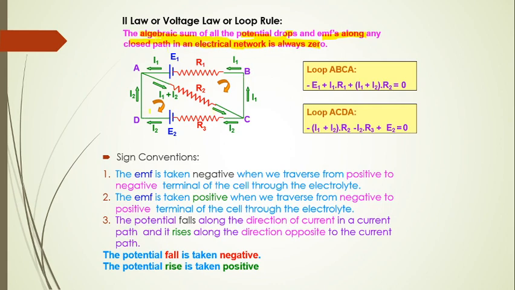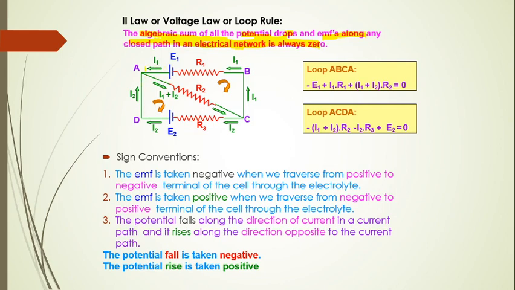Let us start here. Also, the sign convention is used. This is A, B, C, D, and E. This is one closed loop. Another is A, B, C, A, and A, C, D, A. These are the three closed loops we can select here. But when we write this algebraic sum of the potential drops and EMFs as zero, we have to use the sign convention. The sign convention is: first indicate the direction of the current.